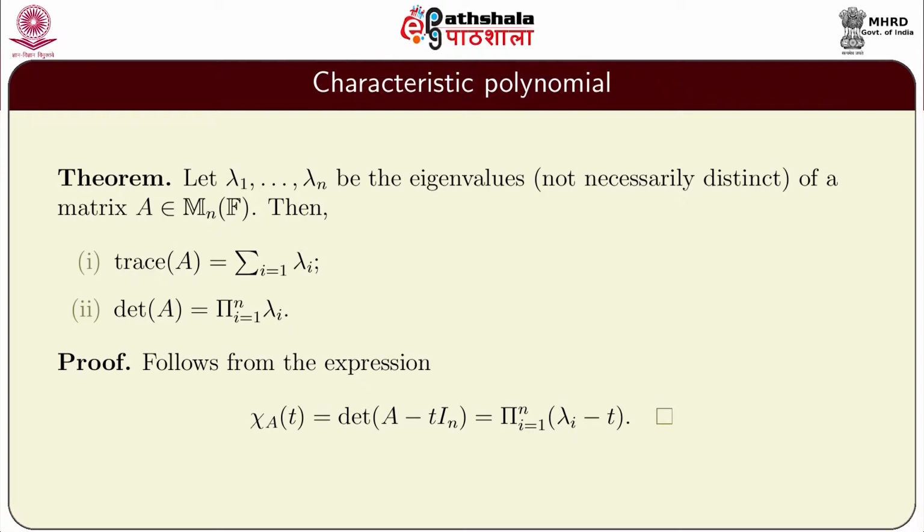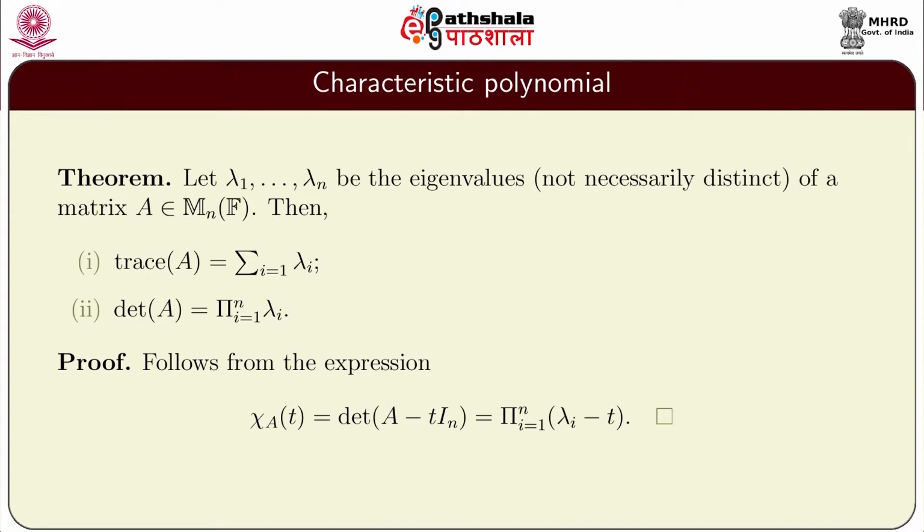One more theorem. Let lambda 1, lambda 2, and so on, lambda n be the eigenvalues, not necessarily distinct, of a matrix A, which is an n cross n matrix over the field F. Then the trace of A is equal to the sum of the eigenvalues lambda i, and the determinant of A is the product of the eigenvalues lambda i.